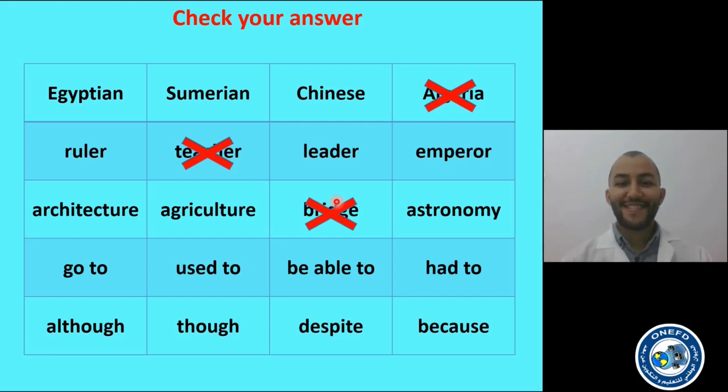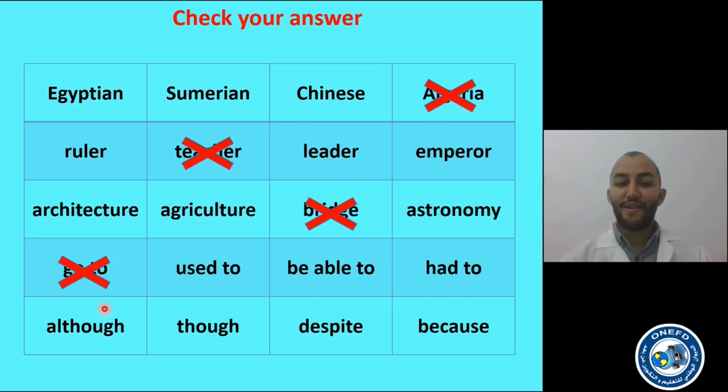Well done. Okay, the fourth line. So we have go to, used to, be able to, and had to. So come on, tell me, which one is it? Yeah, it's go to, because used to, be able to, and had to are modals. Okay.